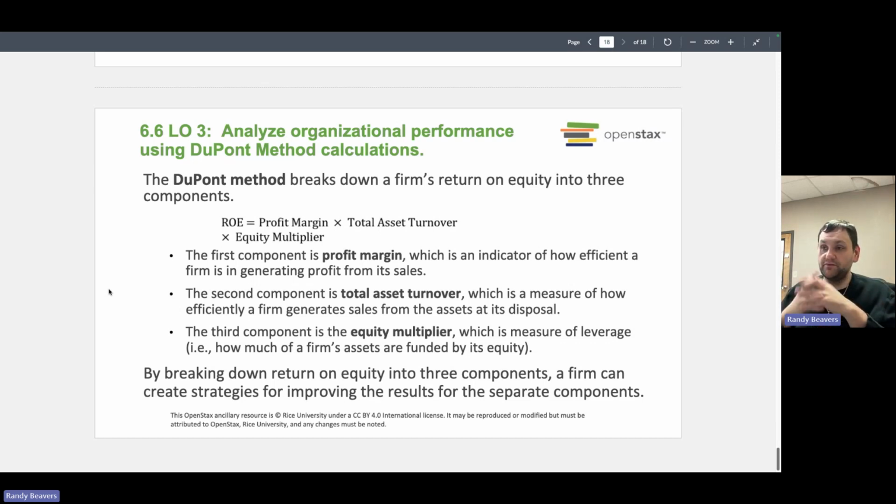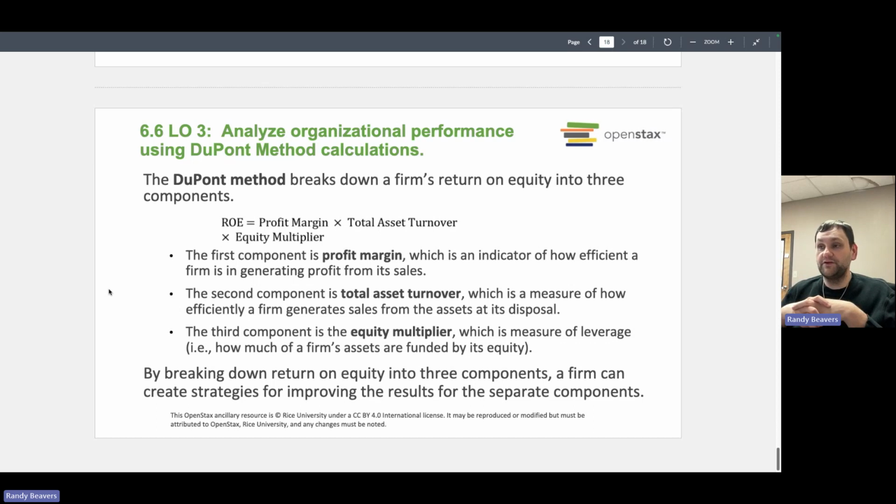So by breaking down the return on equity into these 3 components, this one ratio can help you create strategies for improving the results for the separate components. Now, I will note that yours truly, I would not recommend that you just lever up your company, meaning that you take out more and more debt just to maximize ROE. I don't think that's a good long-term play, but some companies will do that.